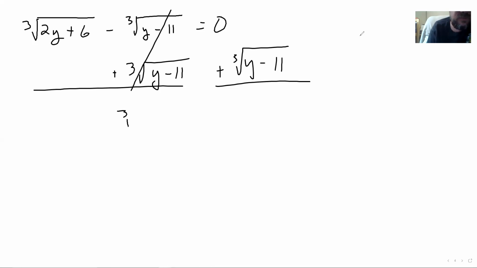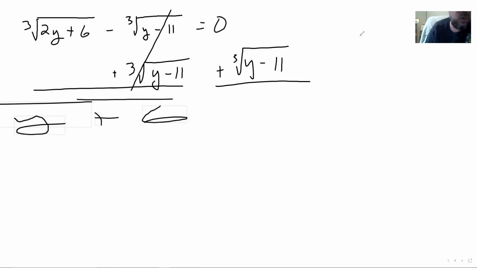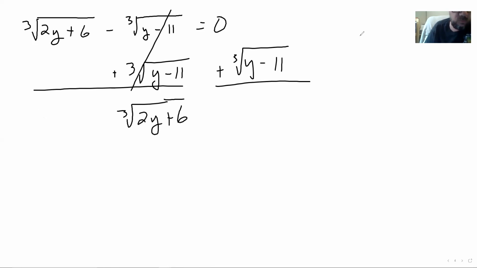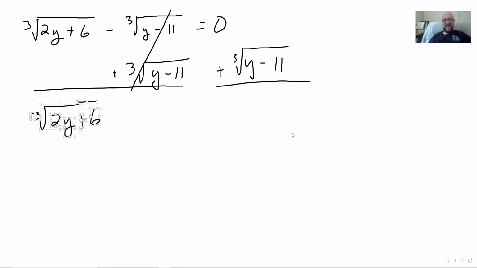So I have the third root of 2y plus 6, which I realize now I should definitely have written over. Whoa, that is not what I meant to do at all. Holy moly. I didn't even know that was an option in Zoom. One more try. That's where I should have written that just for clarity.